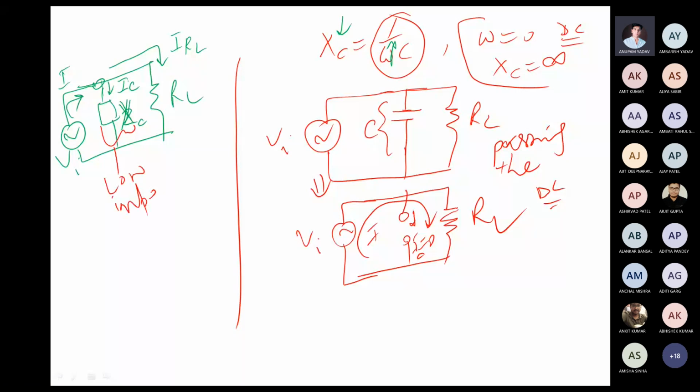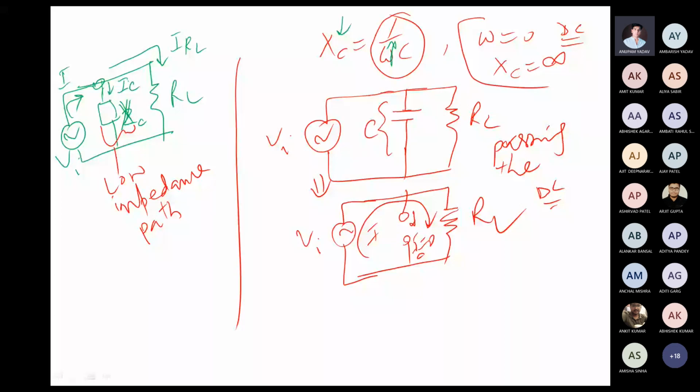Right. So a major portion of the current is going to pass through IC. You can apply the current divisor rule. Only AC will pass through the capacitor, right? No, it is not like that. AC signal is going to pass through this, yes, but it doesn't mean that through RL it is not passing. A part of the AC signal is going to pass through the RL as well as through this capacitor.